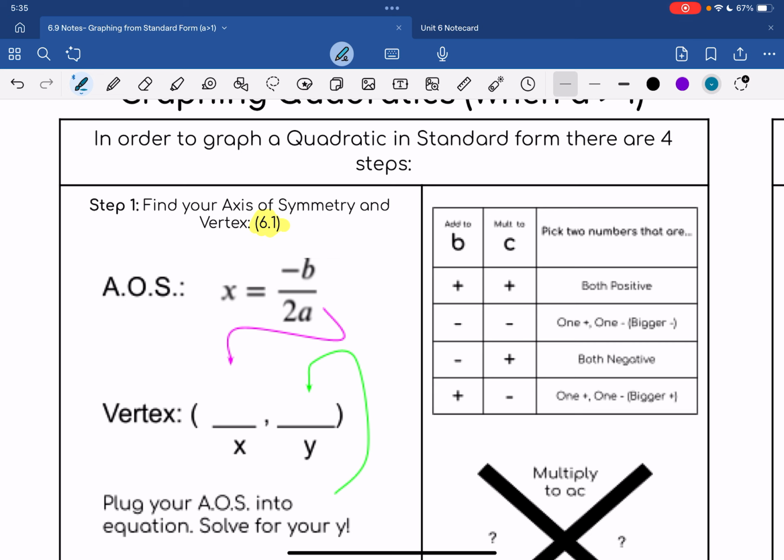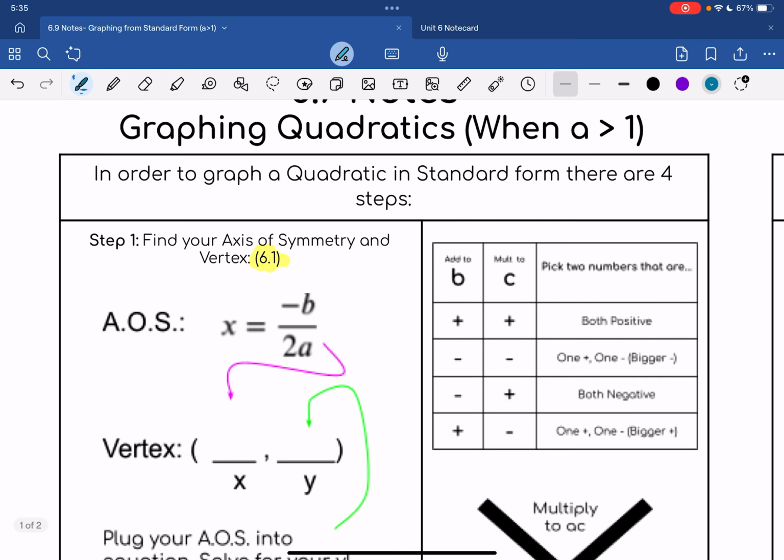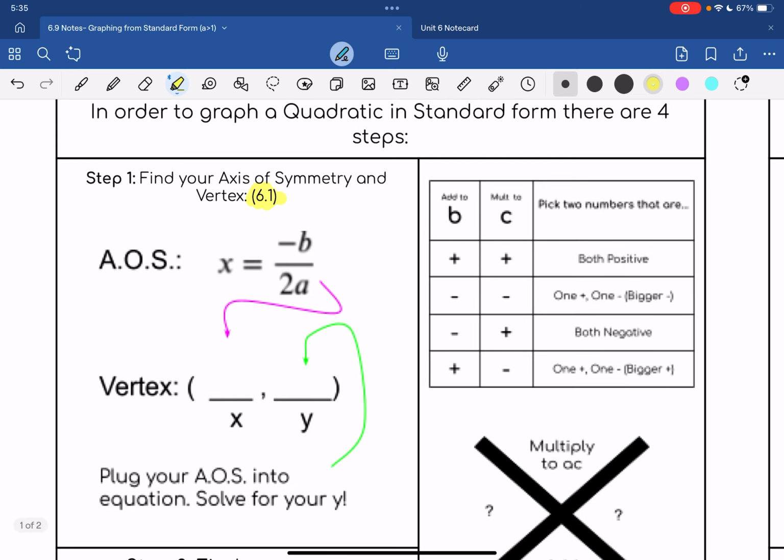But today what we are doing is graphing a quadratic, just like we did in 6.4, but now our A value is greater than 1, like it was in 6.6 and 6.8. So we're going to go through piece by piece for the first example, and then we'll do the second example all together. So step 1 is in this first box here. It's to find your axis of symmetry and vertex. We're going to go ahead and graph as we go.